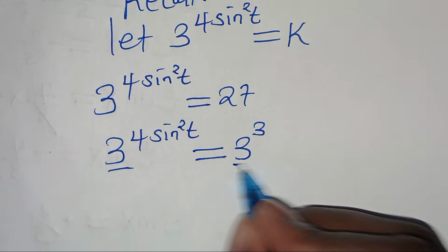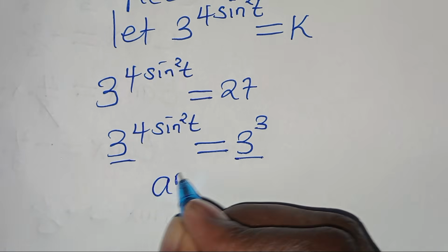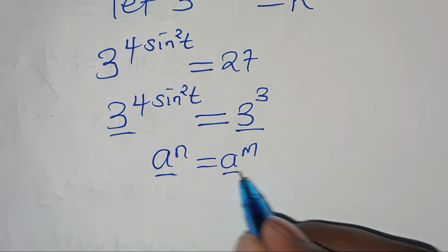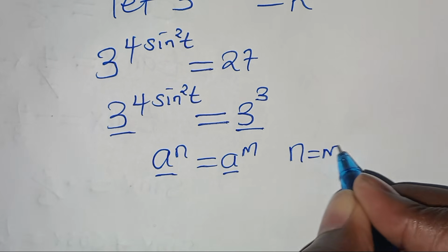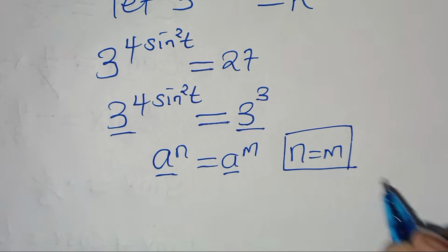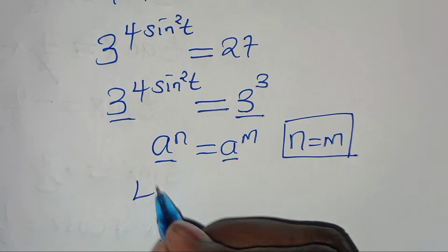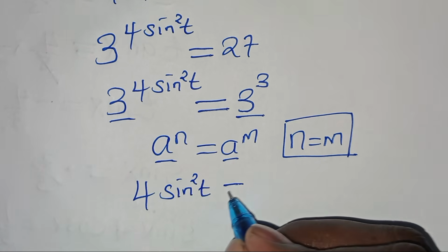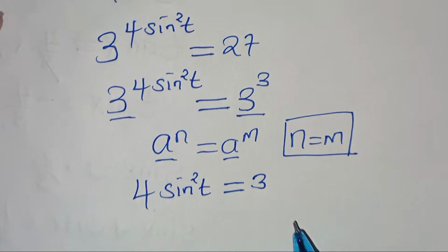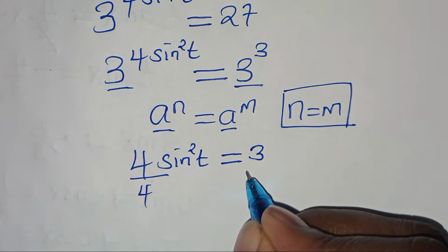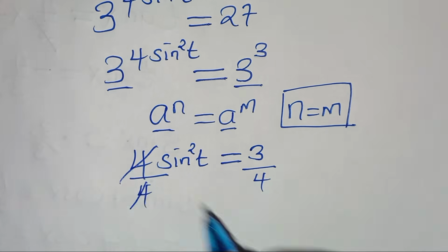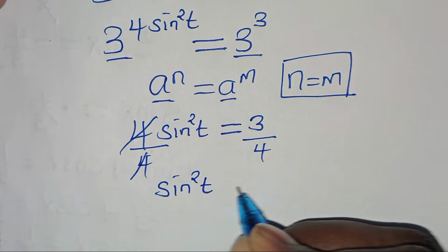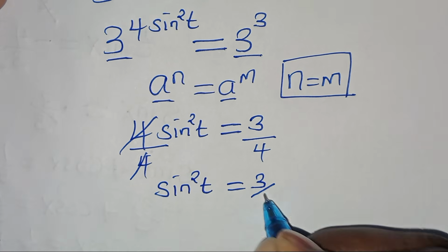Since the bases are common, then a to the power of n equal to a to the power of m means the exponent n should be equal to m. Applying this property, we have 4 sine squared t equal to 3. Now let's divide both sides by 4, so that sine squared t is equal to 3 over 4.